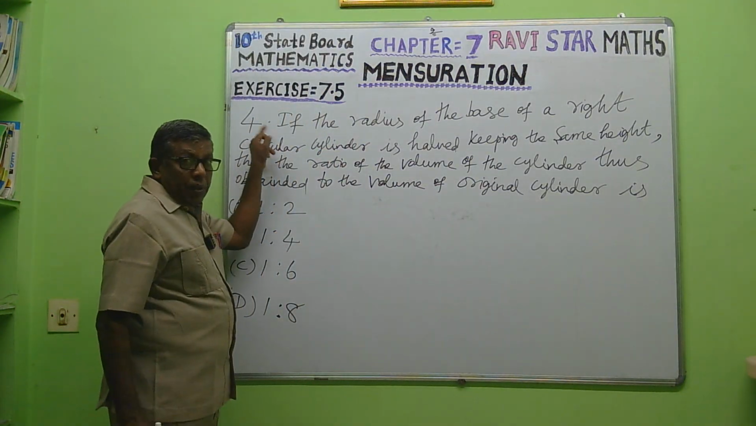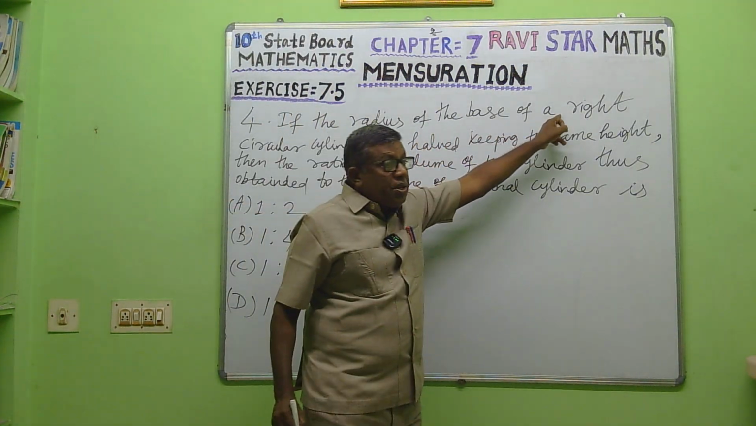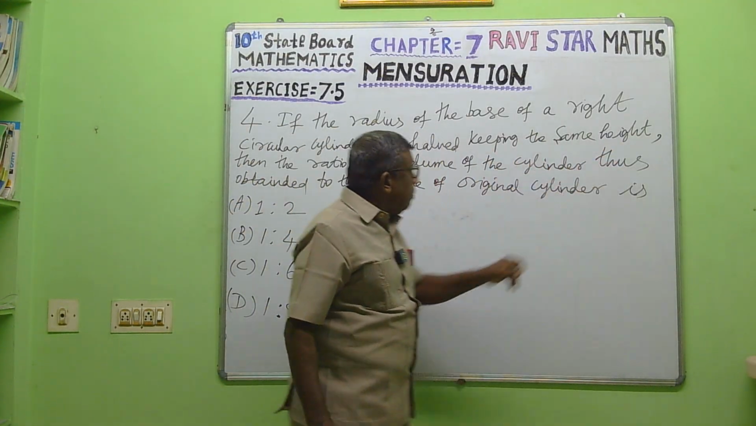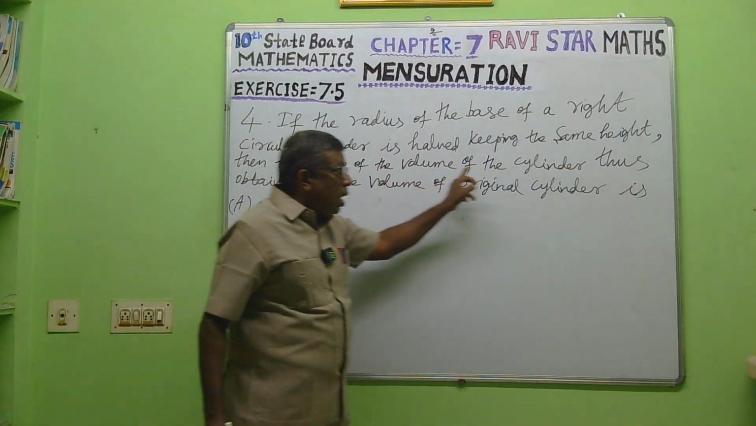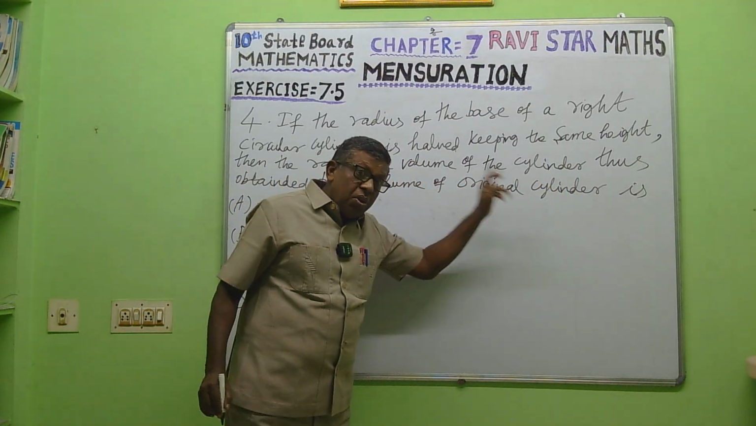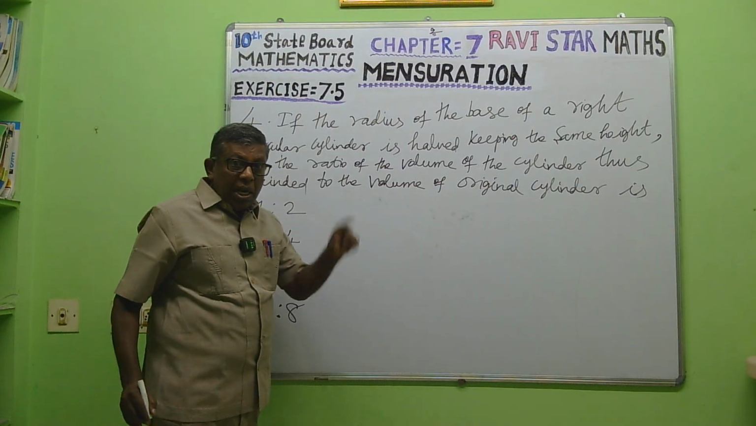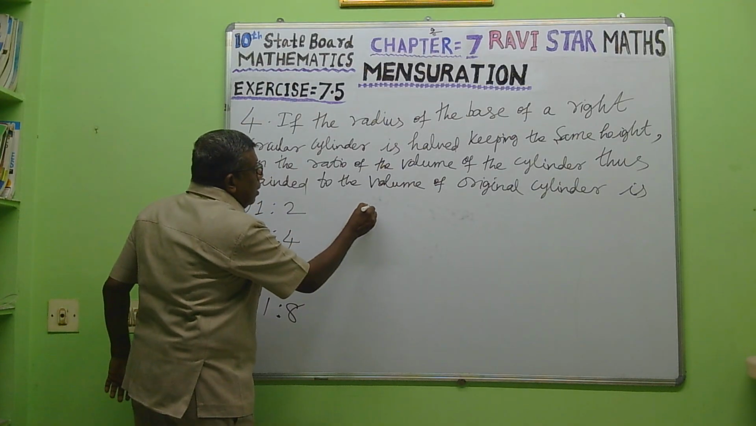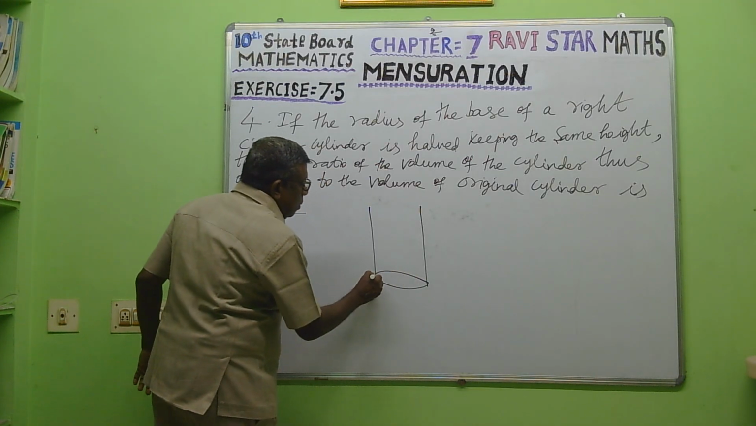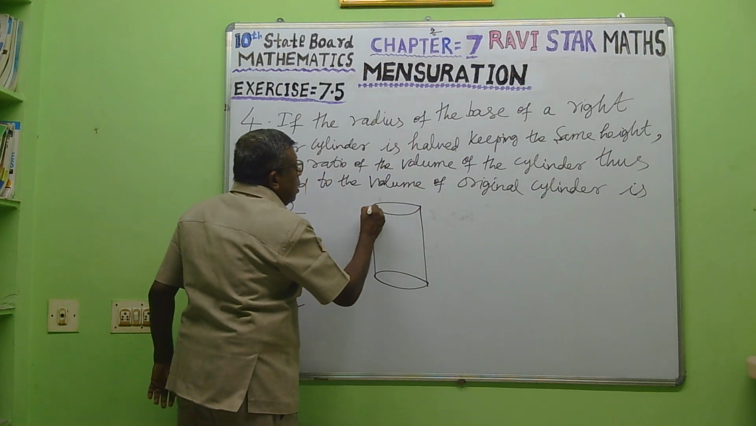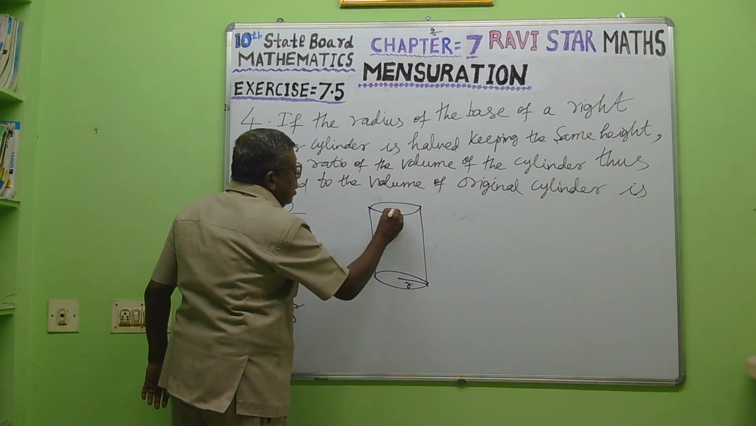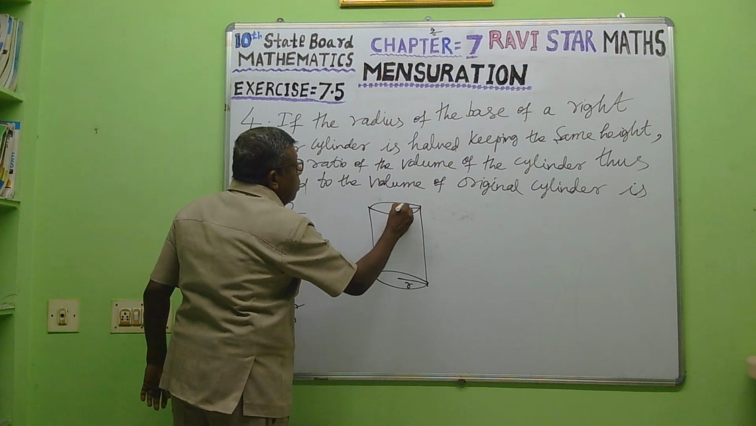Question number 4. If the radius of the base of a right circular cylinder is halved, keeping the same height, then the ratio of the volume of the cylinder thus obtained to the volume of the original cylinder. இப்போ ஒரு சிலிண்டர் எடுக்கிறேன், ரைட் சர்க்குலர் சிலிண்டர். இது சிலிண்டர், ரேடியஸ் R.